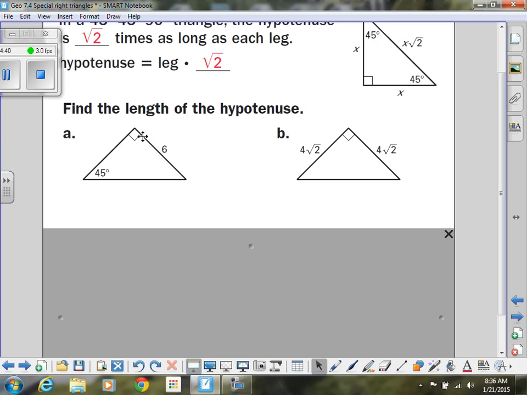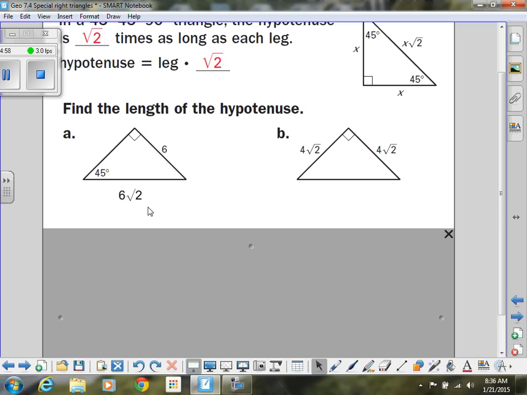So you can see that the leg is 6. That just means to find the hypotenuse, I just have to multiply the leg times the square root of 2. That's the pattern that we found. So really simply, I know the hypotenuse is 6 times the square root of 2. I didn't need a calculator. I didn't need to do any calculations.